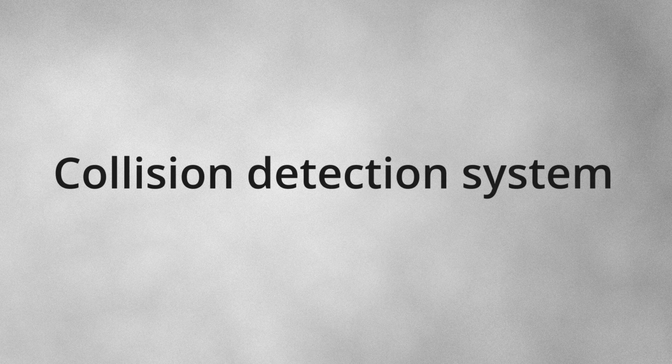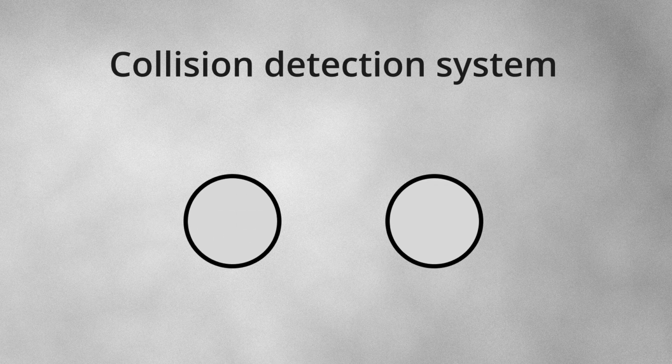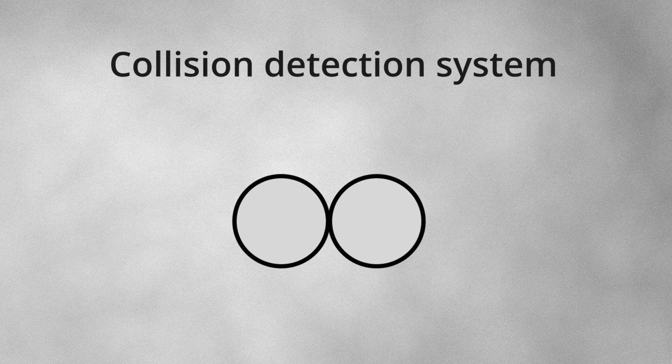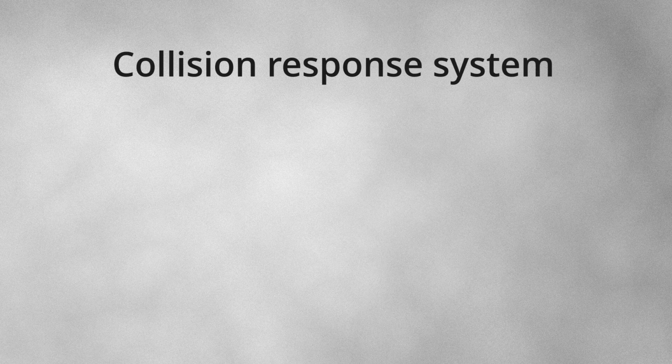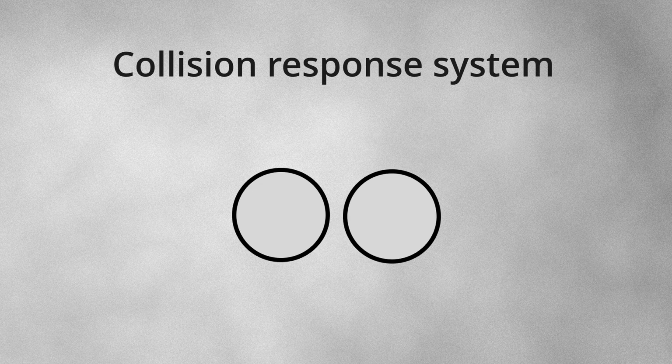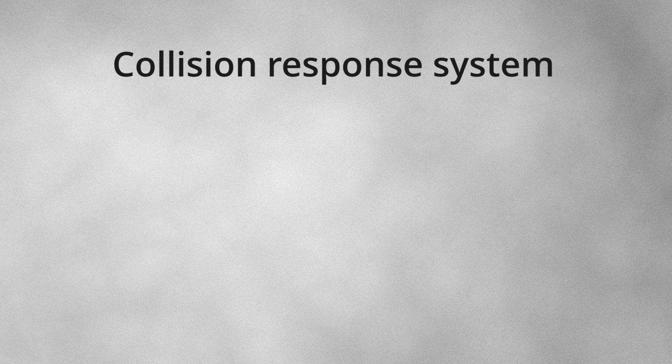Number one, a collision detection system, which checks if there is a collision and stores data about it so it can be acted on by. Number two, a collision response system, which determines and carries out an appropriate response to each collision for each object in the simulated space.